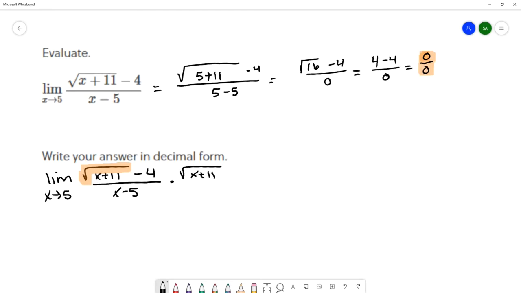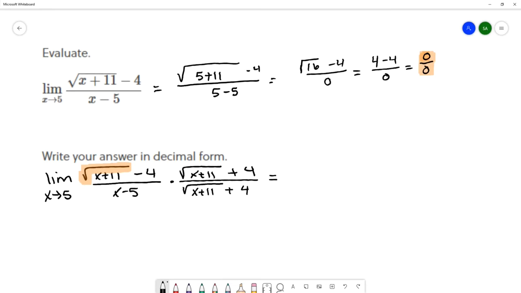And the conjugate of the numerator just has the opposite sign in between those two terms. And this is a strategy for rationalizing, and rationalizing means that you're going to get rid of the radical. So in this example, once we've done this simplification, we'll no longer have a radical in the numerator. So I'm multiplying by the conjugate of the numerator.